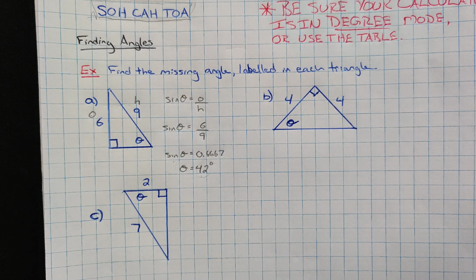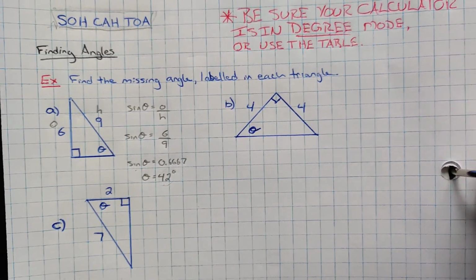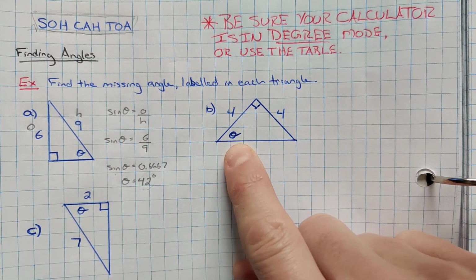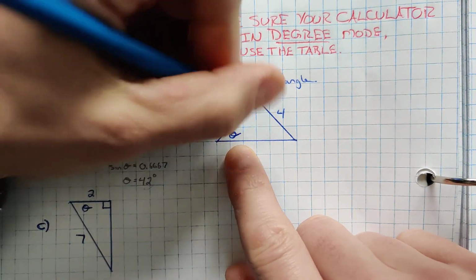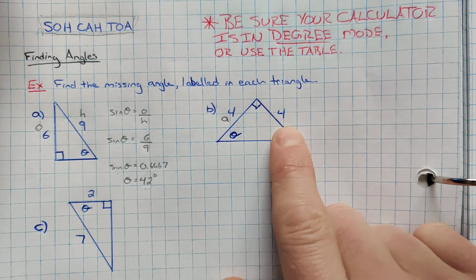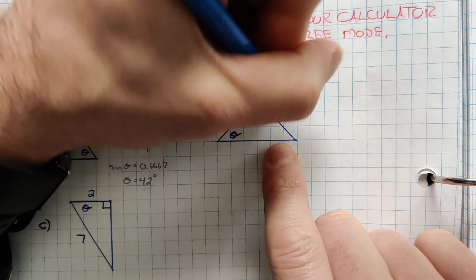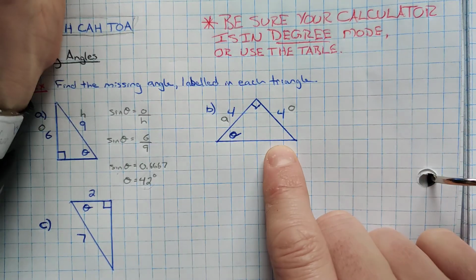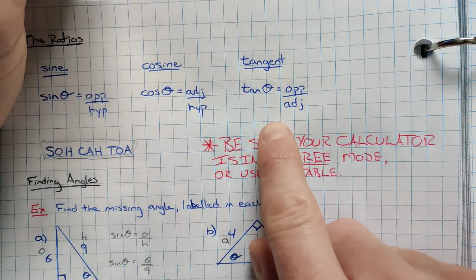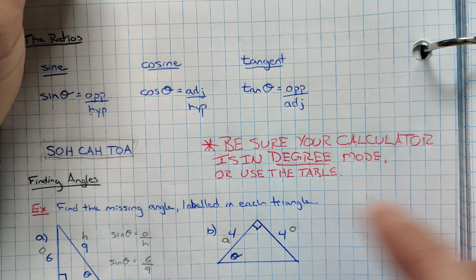Let's try a couple more. In the next one here, I got 4, 4, and there's my theta. So here's my theta. So this is the adjacent side because it's beside the angle. This one's across from the angle, so that is the opposite side. So in this case, opposite and adjacent, that's going to be tan, which is opposite over adjacent.